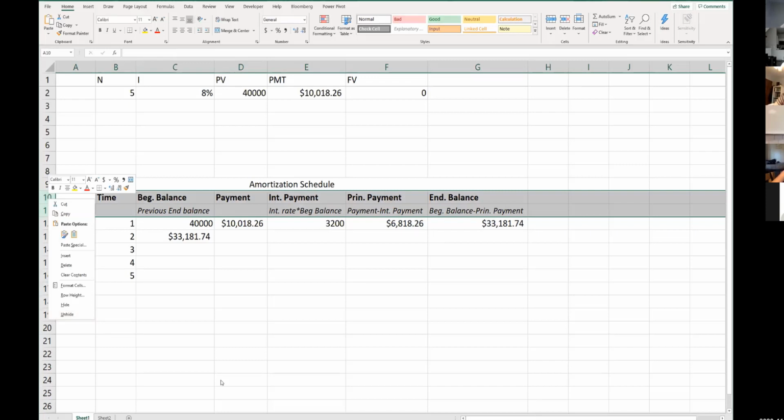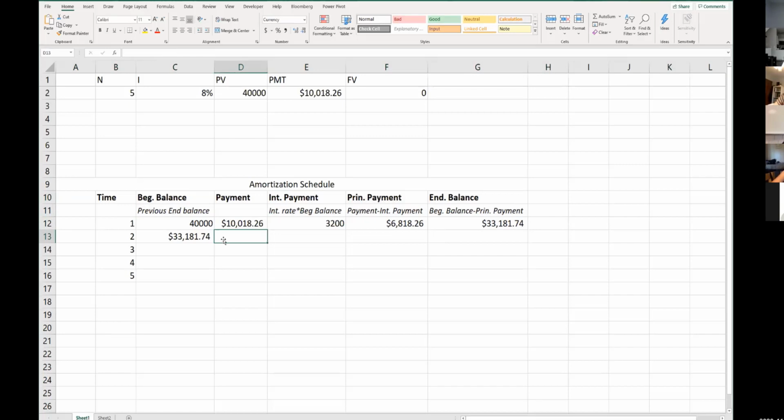Okay, so that's it. So again, next year, our payments are going to be the same, 10,018. So they're the same as this, 10,018. Interest is going to be equal to this new balance times the 8%.